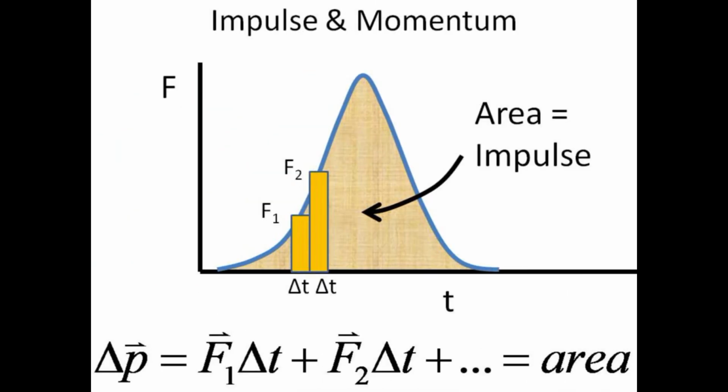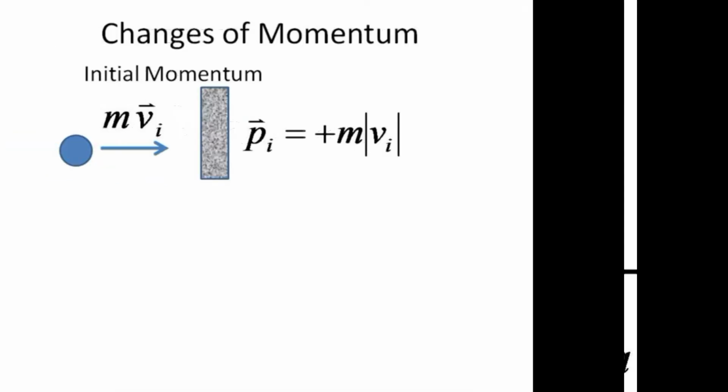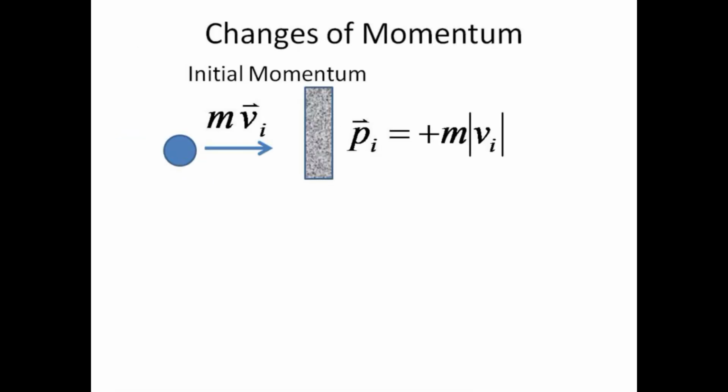So the change in momentum is equal to the area under the force versus time graph. This is still true even if the force varies over the time interval. Just break the area up into small rectangles of impulse F1 delta t, F2 delta t, etc., until the entire area is covered. Once again, we see that the change in momentum is equal to the area under a force versus time curve.